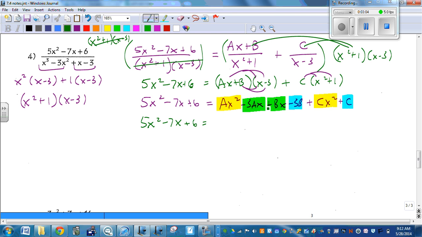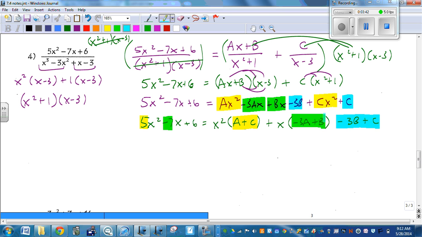So with our x squareds, I'm going to go ahead and factor the x squared out, and we're left with a plus c. So a plus c has to equal 5. Then with the x's, if we take the x out, we're going to have negative 3a plus b. So that negative 3a plus b is going to have to equal negative 7. And then our constants, we don't have to factor anything out there. We just have minus 3b plus c. And those two constants have to add up to give us 6.